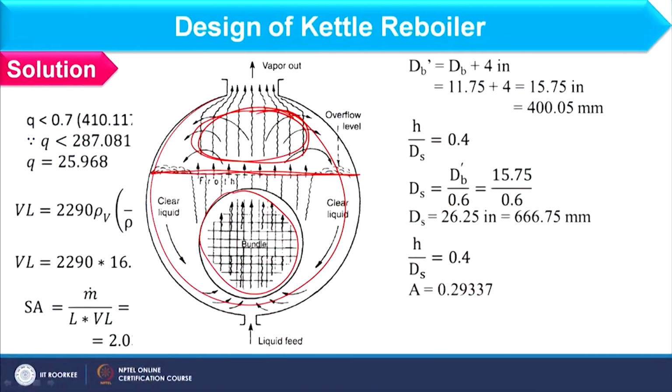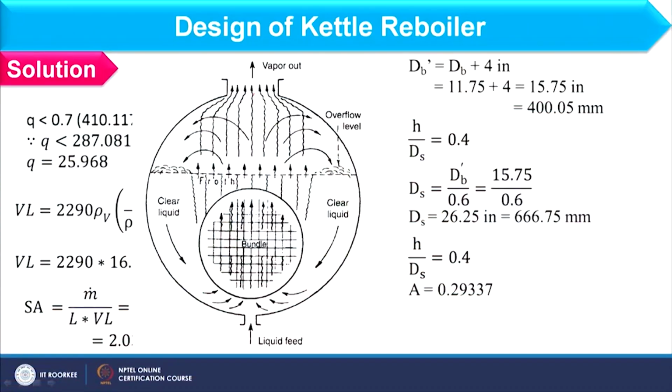Weir height can be obtained by adding 4 inches to the bundle diameter, that is the thumb rule. So, this height we can find out, and this we represent as dB dash. dB dash you can find out as 11.75 plus 4 inches, so 15.75 inches, you can convert that into mm.